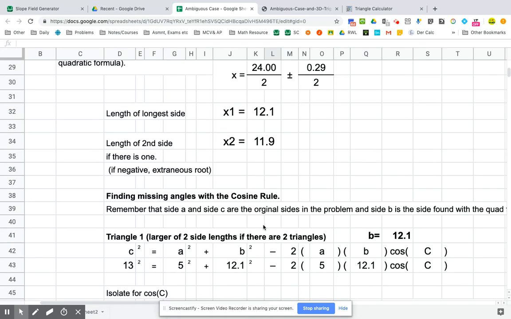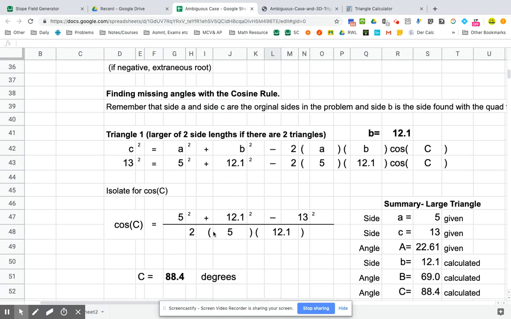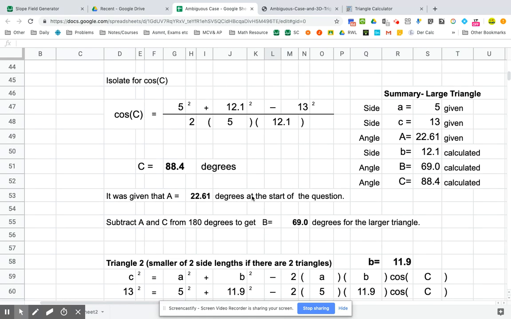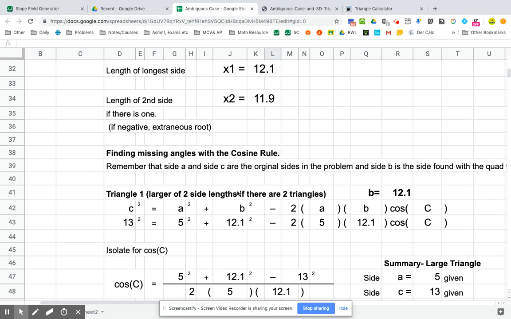So that would be 12.0. So when you go to put it in, you're going to put 12.0 in there, okay? And that's going to give you that right-angled triangle, okay? And then it's going to be very easy to figure out angles.